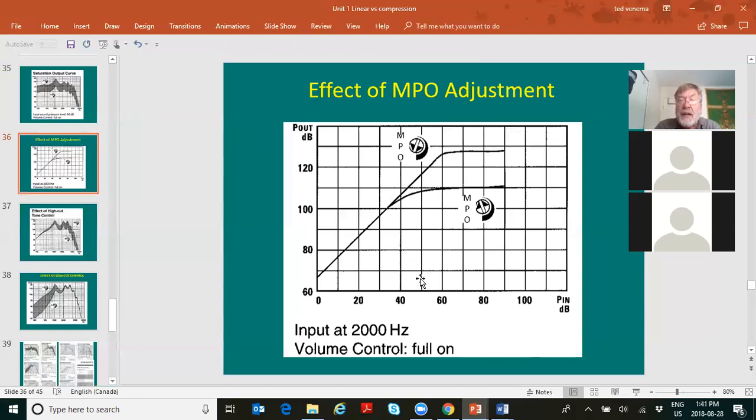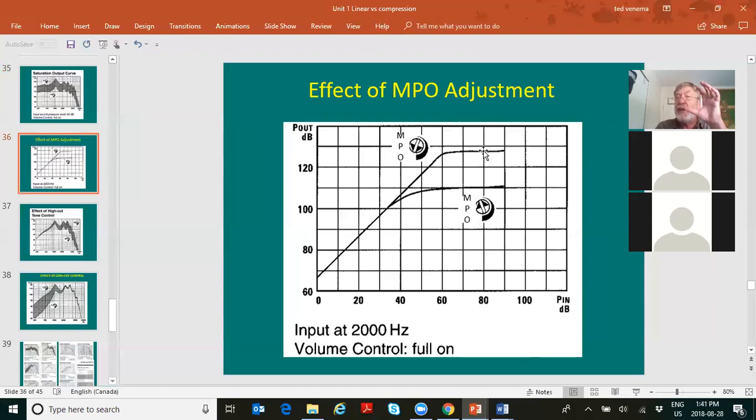And 50 in is an output of about 117. Still, my gain is 67. See what I'm saying? Only when you start to get around 60 in, now you're hitting the knee point, the crunch. So now 60 in is about 127 out. And 70 in is about 127 out. And 80 in is about 120.